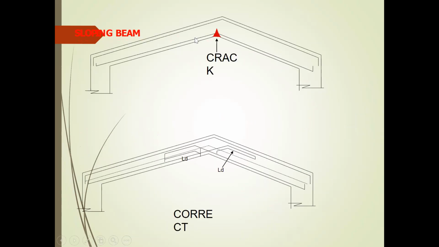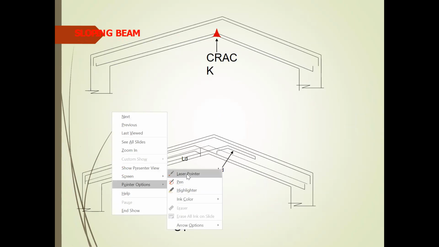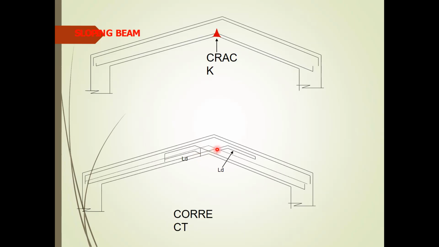In the sloped roof slab, again it is wrong. It has been taken lightly. No, it has to be taken like this only. The bar has to come across and go 1 LD. Like that it goes. This is the methodology of providing sloping beam reinforcement.